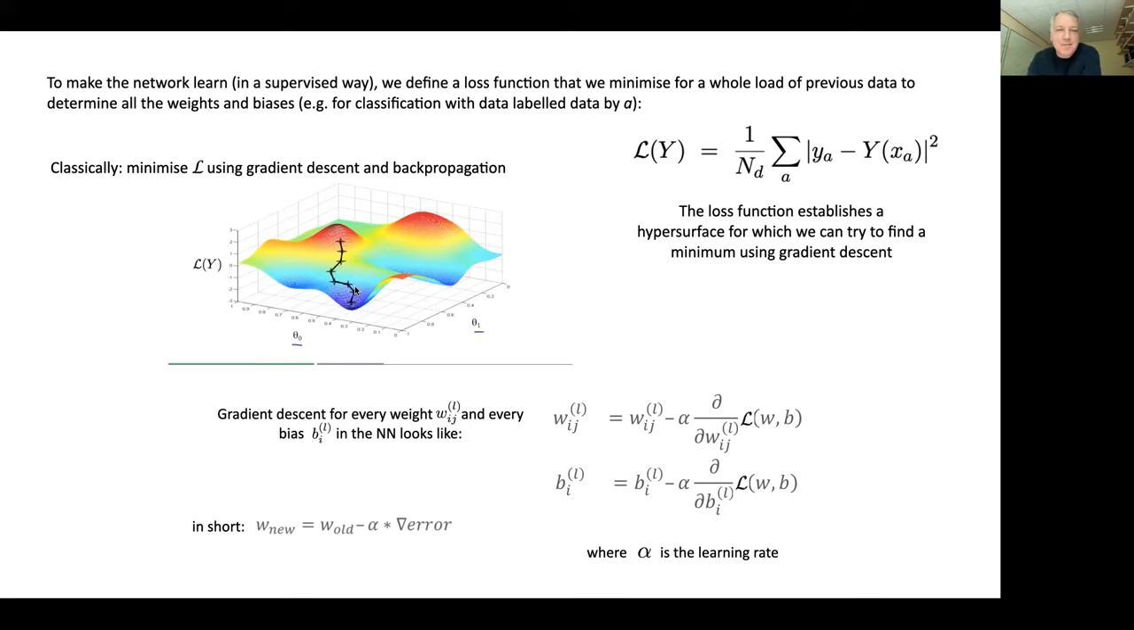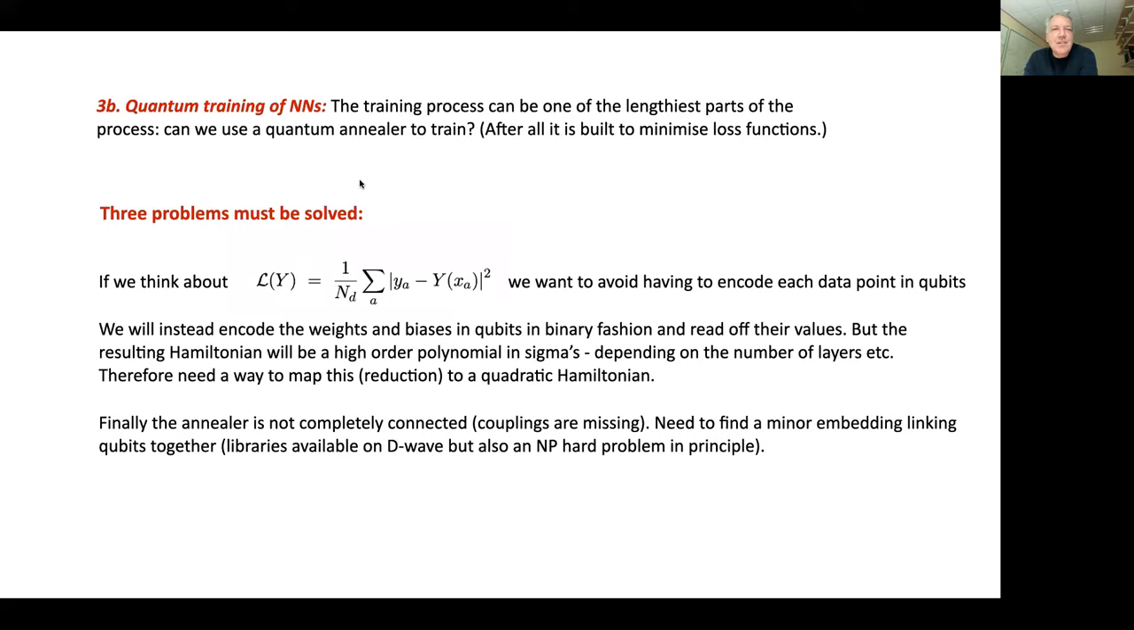So this is the problem. Finding this set of weights and biases is the problem. It's really a kind of NP hard problem, if you like. And the landscape you're looking at can be very complicated, so it can take a long time to do this learning. And so what we discussed in our paper is how you can do the same thing on a quantum annealer.